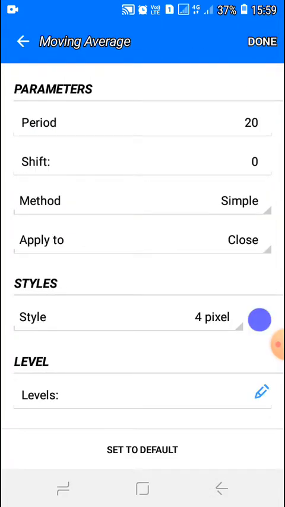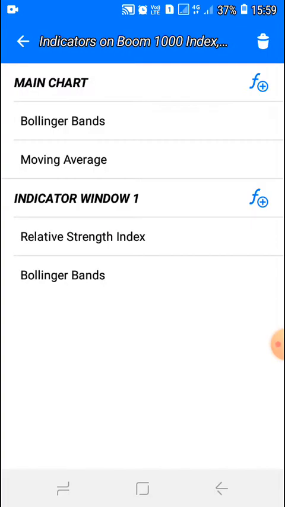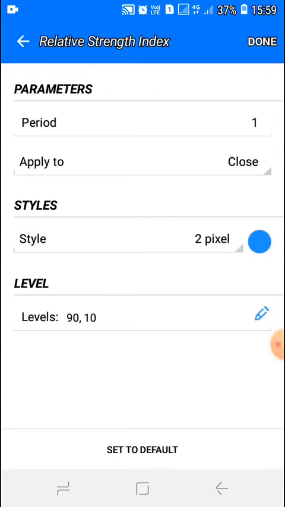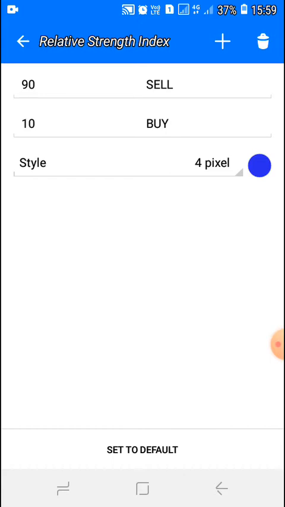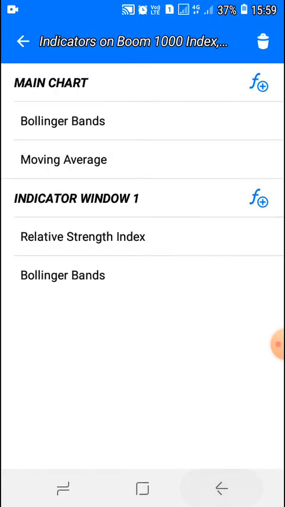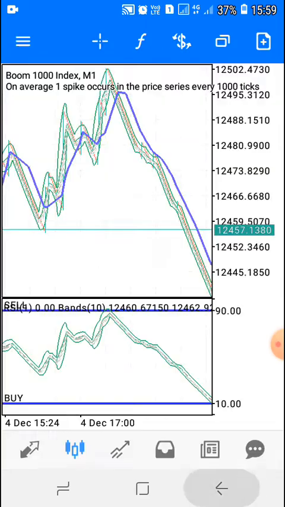Okay, and the moving average parameters should be like this. The period should be 20, shift 0, method simple, apply to close, styles 4 pixel purple. Okay, and when it comes to RSI, parameters should be period 1, apply to close, styles 2 pixel blue, levels 19 and 10. Next to 90 you type sell, and next to 10 you type buy. Okay, and the Bollinger Band should be the same as the first one.